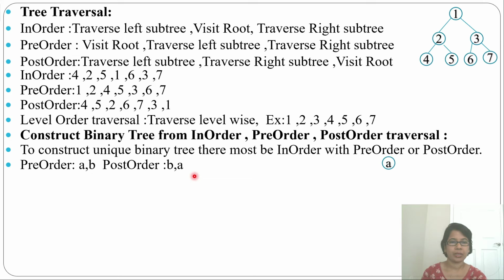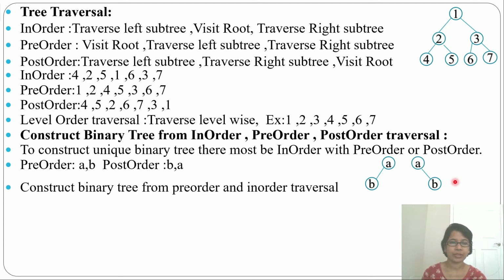Now from pre-order you know that A is the root, and from post-order you find that A is the root. So A is the root, now just see B. Is B its left child or its right child? That is the confusion. You cannot be sure; B can be the left child, B can be the right child. So there should be in-order with pre-order or post-order to construct a unique binary tree.